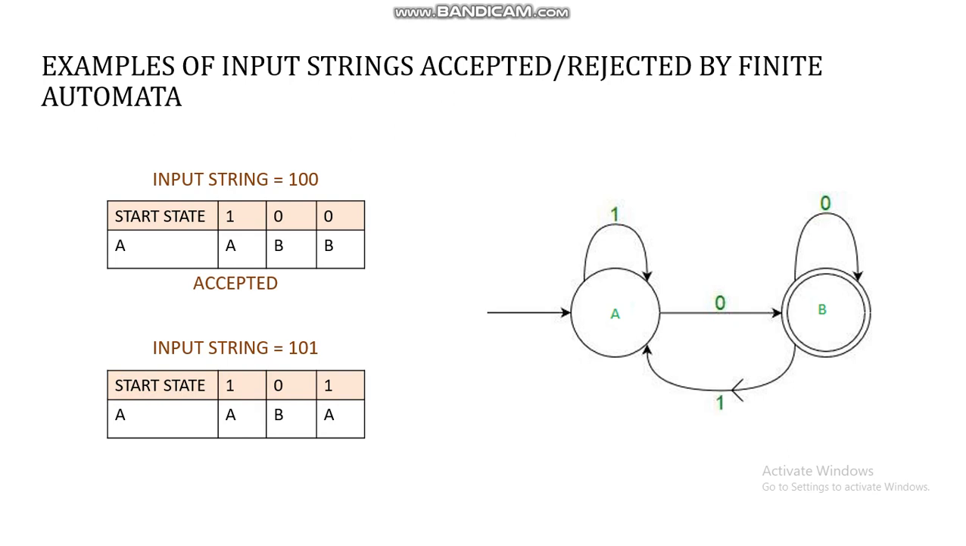The next example that we have is the string 101. In a similar fashion, we will again start parsing the string from left to right. The starting state is A, it receives an input of 1, the state remains the same. Then it receives an input of 0 and the state changes from A to B.